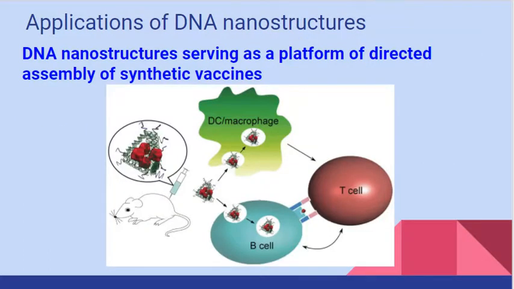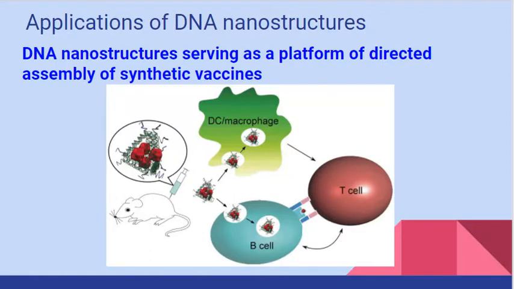Now, applications of DNA nanostructures. DNA nanostructures serve as a platform for directed assembly of synthetic vaccines, for the targeted delivery of antigen to the antigen-presenting cells (APCs), which include macrophages, dendritic cells, and B cells. This is an important step in starting a good immune response. Earlier research showed that the size and shape, surface charge, hydrophobicity, hydrophilicity, and receptor interactions of an antigen can affect its uptake by APCs. Then the targets are processed and offered to T cells for activation.